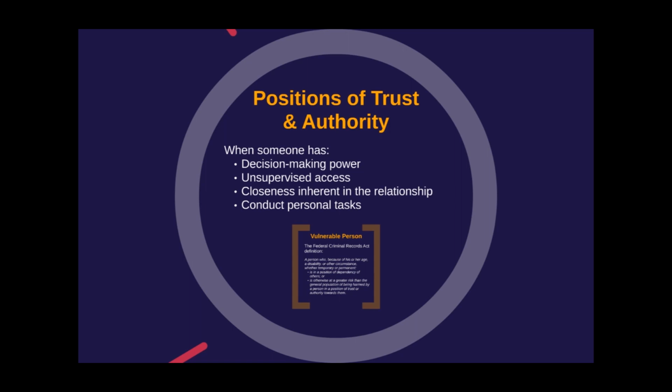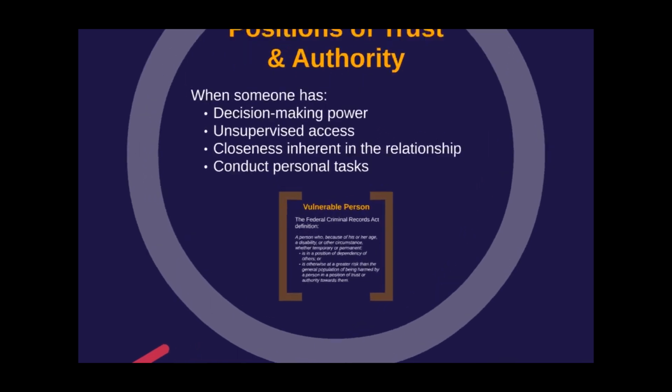Decision-making power. This could be a participant helping someone with a developmental disability book a medical appointment. Unsupervised access. If a participant will be responsible for driving an individual to an appointment. Closeness inherent in the relationship. This could be a big brother, big sister relationship. Or conduct tasks that are personal in nature, which could include helping someone to the washroom.